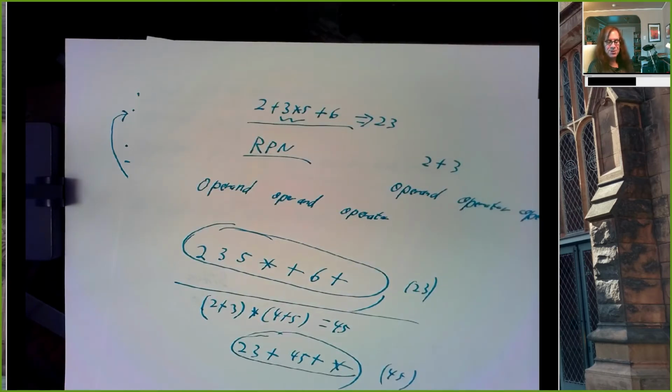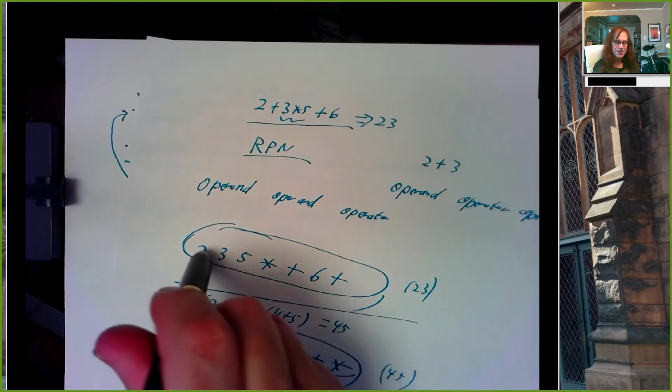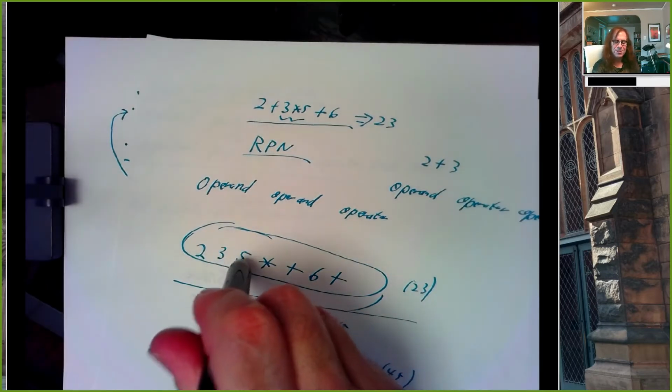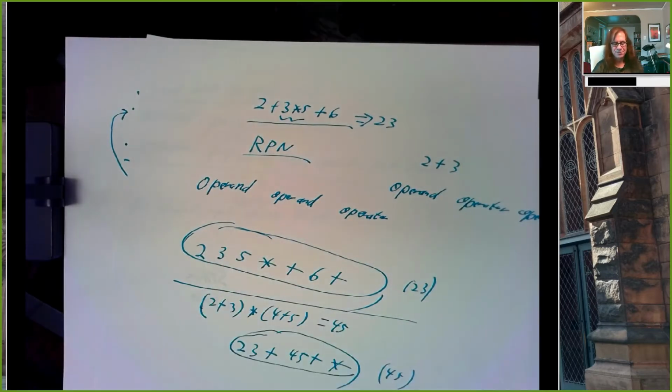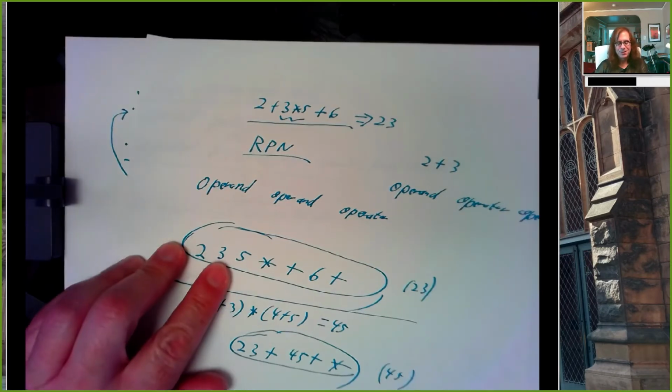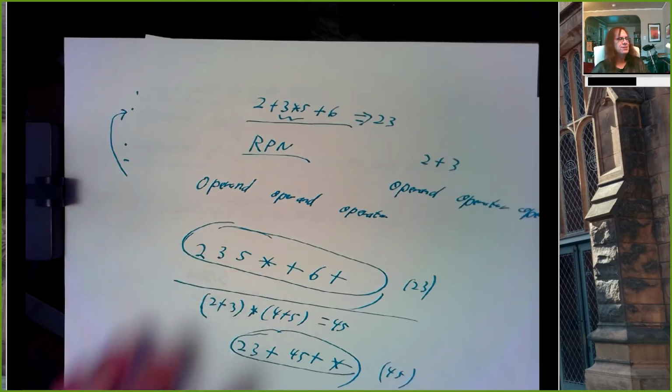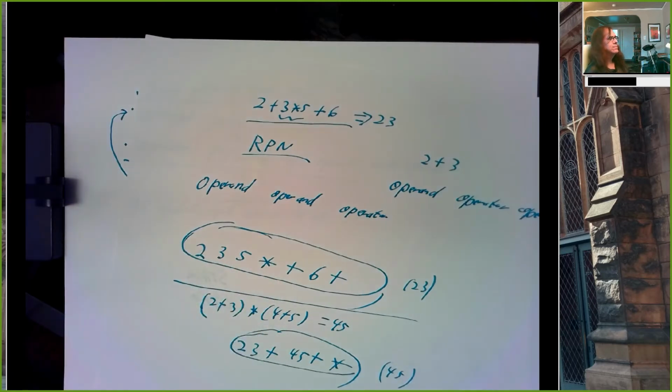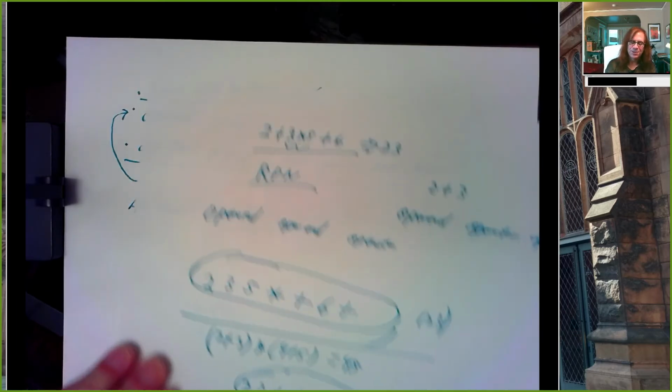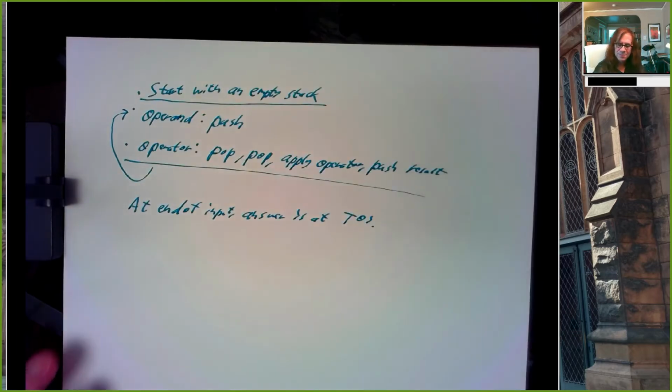So there was an enter key, so you would type your number, enter, type your number, enter, type your number, enter, and then hit the operator. So if I wanted 23 times 5, I would type 23, enter, 5, enter, and then star. But I'm skipping that here. It's a good question.